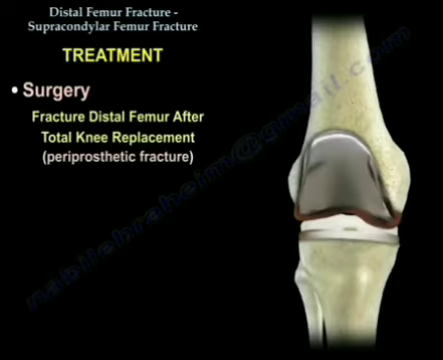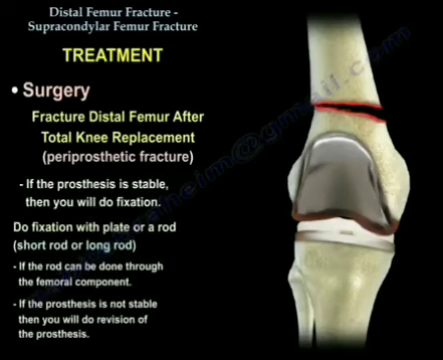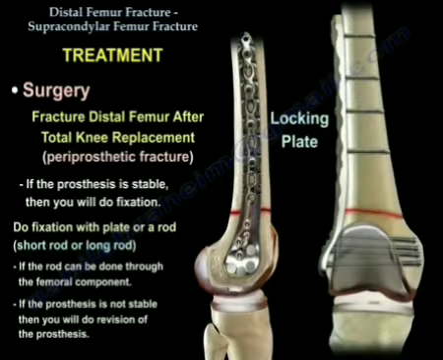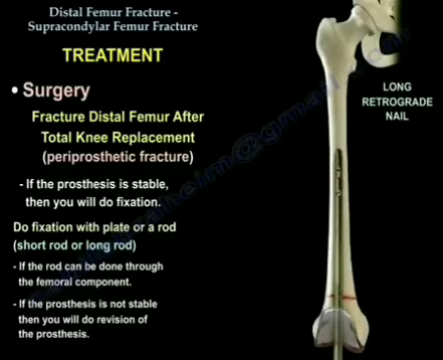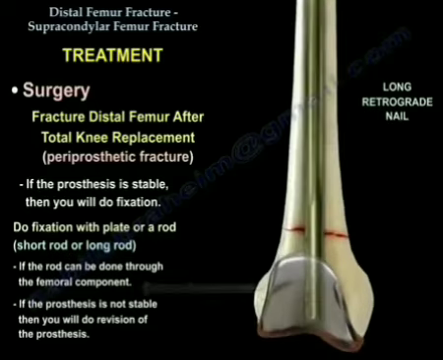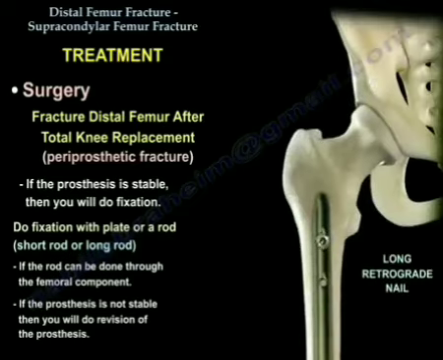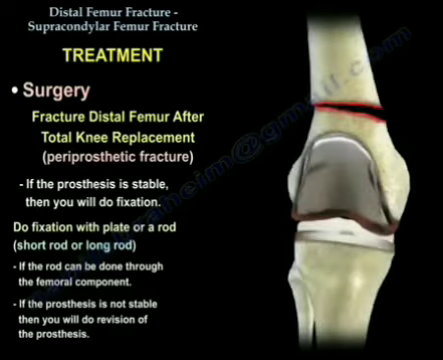Fracture of the distal femur after total knee replacement is called periprosthetic fracture. If the prosthesis is stable, then you will do fixation. Do fixation with a plate or a rod if the rod can be inserted through the femoral component. If the prosthesis is not stable, then you will do revision of the prosthesis.